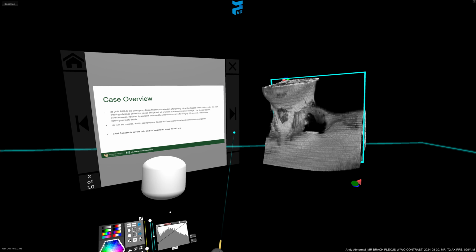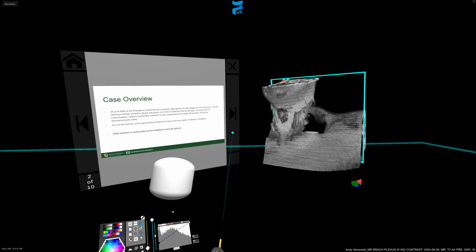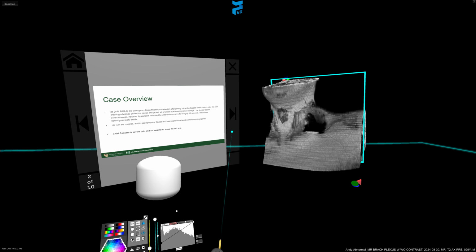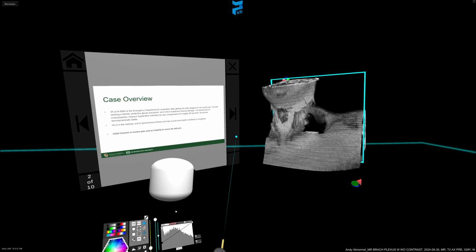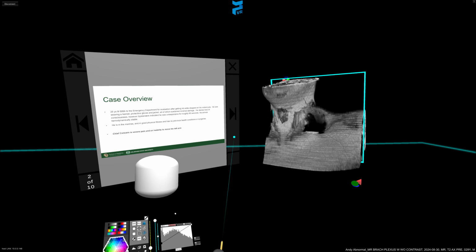So our case overview: we have a 25-year-old male who was brought in by ambulance to the emergency department for evaluation after getting hit while he was stopped at a stoplight on his motorcycle. He was wearing a helmet, leather protective gloves, and a jacket, all of which sustained relatively minimal damage. He denies any loss of consciousness. However, some bystanders indicate that he was unresponsive for roughly 60 seconds.